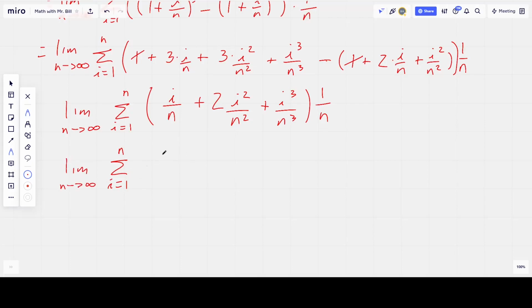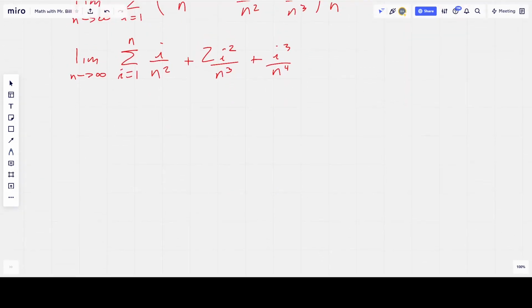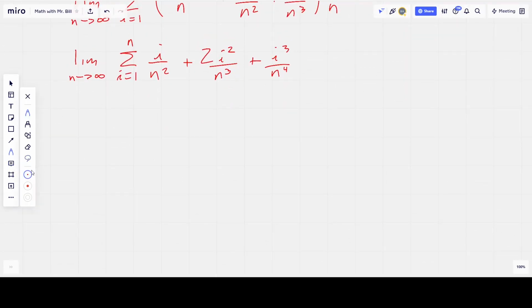Basically copy and paste that. And so then you get i over n squared plus 2i squared over n cubed plus i cubed over n to the fourth. Now generally here we separate this into 3 different sums, and since the summation is only acting on i and the limit's acting on n, we pull out the 1 over n to whatever exponent in front of each of those. And we can pull out constants too.